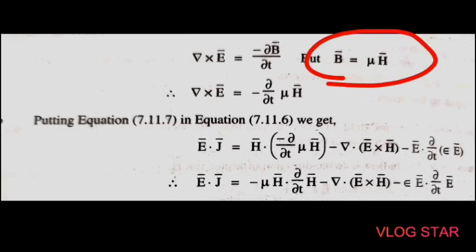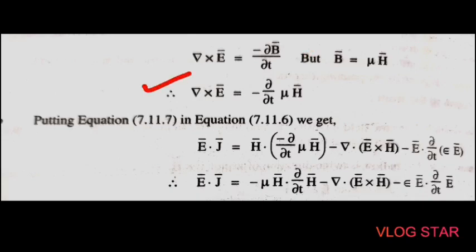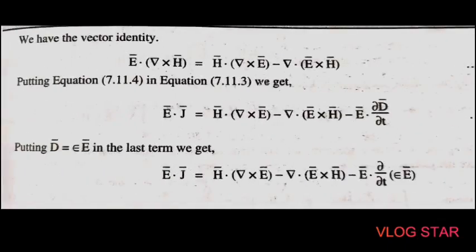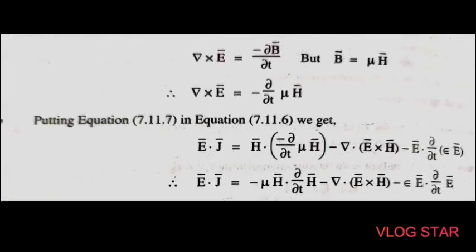And again we know that this B bar is nothing but mu into H bar. So instead of this B bar, we can write del cross E bar is equal to minus dou by dou t into the value of B bar, which is mu into H bar. Okay, so in the previous equation we have the term del cross E bar, and its value is minus dou by dou t into mu H bar.